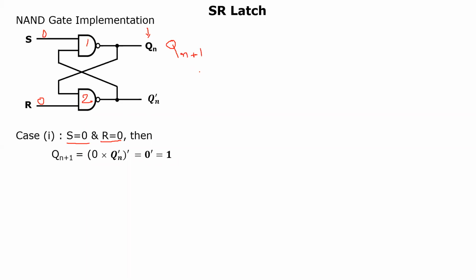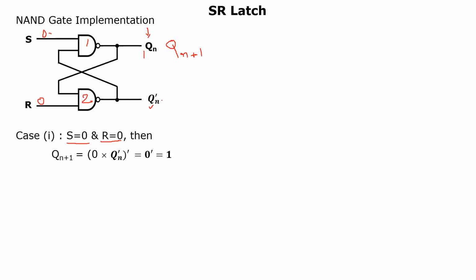Qn plus 1 is supposed to be evaluated by you. So how could this be evaluated? Qn plus 1 will be equal to 0 into Q complement n, since one of the inputs is 0 and the second input is Q complement n. We don't know the value of Q complement n at this moment, but 0 into everything is 0. So 0 complement is equal to 1. It has been produced as 1.